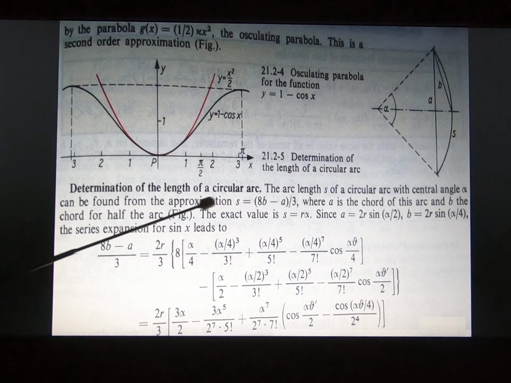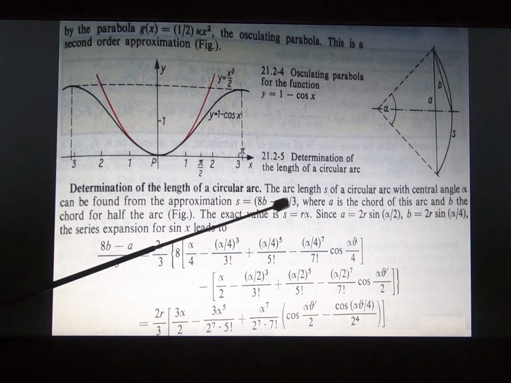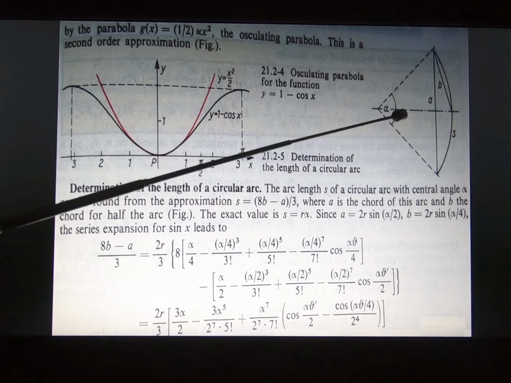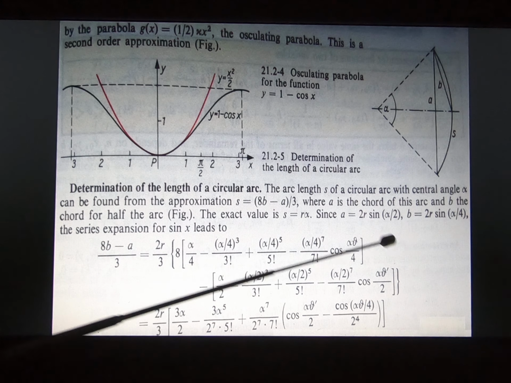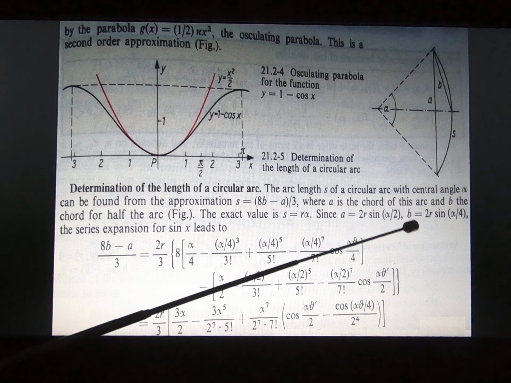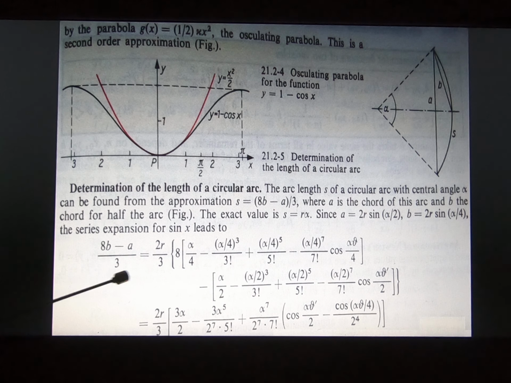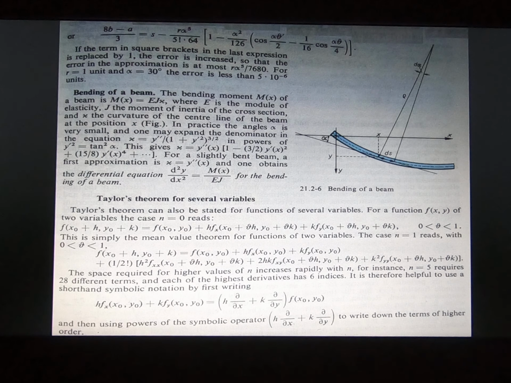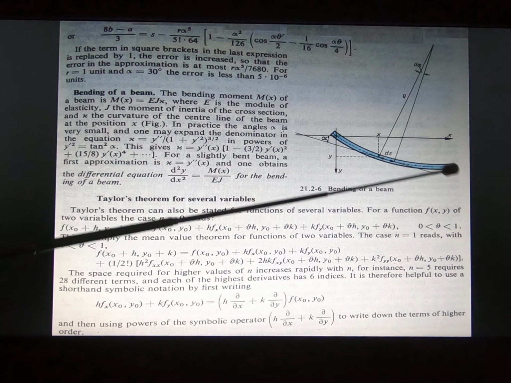However, it can be approximated by S equal to the chord. And if you use some angle calculation, you can actually see A equal to this, B equal to this, and plug it in, it will be something like this. And you can get the approximation like this. And some other application is the bending of a beam.